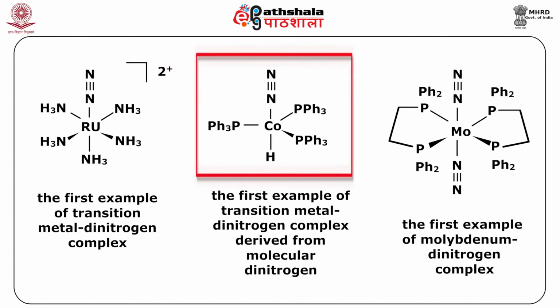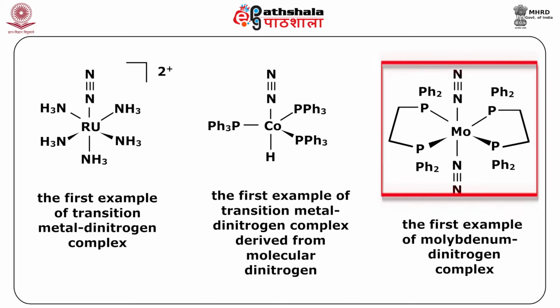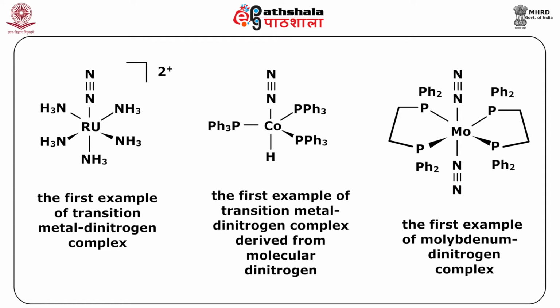The second, cobalt example, is the first example of a transition metal dinitrogen complex derived from molecular dinitrogen, whereas the third one, the molybdenum complex, is the first example of a molybdenum dinitrogen complex. These complexes were later used for artificial dinitrogen fixation. The revolutionary Haber-Bosch process was believed to involve the adsorption of dinitrogen as nitrogen atoms on the active iron catalyst at high pressure and temperature.